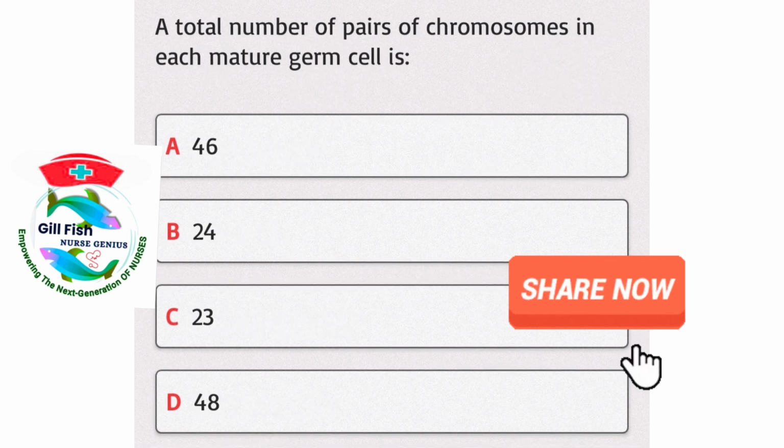The total number of pairs of chromosomes in each mature germ cell is option A, 46. Option B, 24. Option C, 23. Option D, 48. So what is the correct answer? What is the number of chromosomes there? Totally, the total number of chromosomes is 46, and when we say pairs of chromosomes, it is 23. So that means option C will be the correct answer. You can read the questions properly and tell the answer.